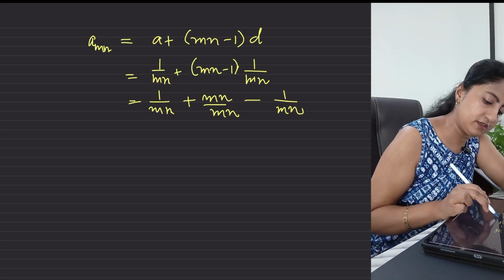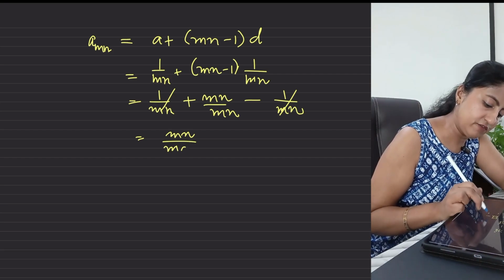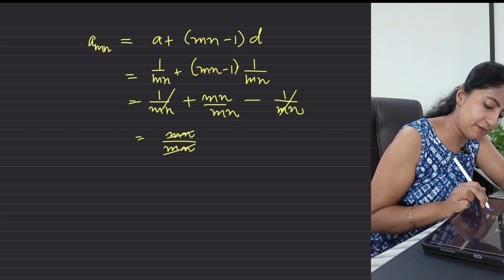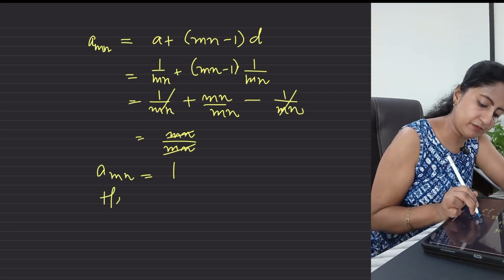We are left with mn over mn. They also get cancelled, and hence we are left with amn equals 1. And at the end, we need to write hence proved.